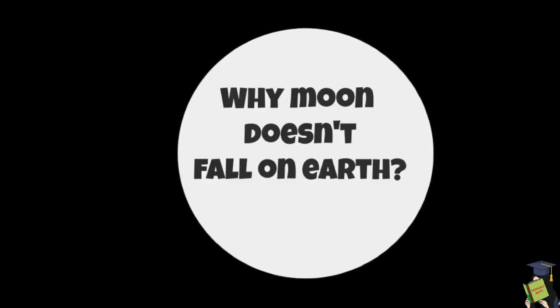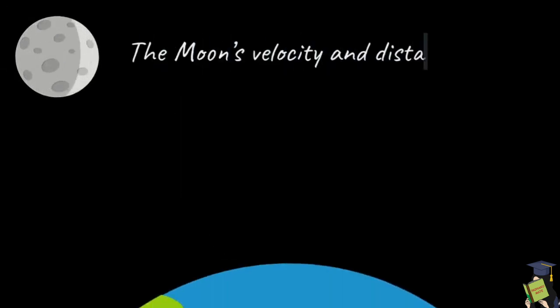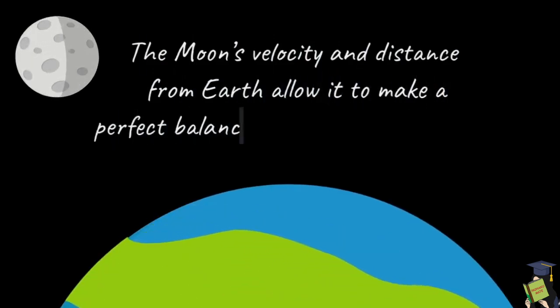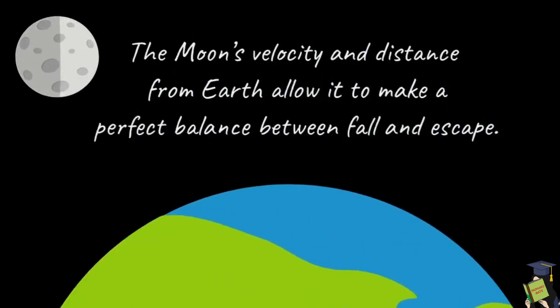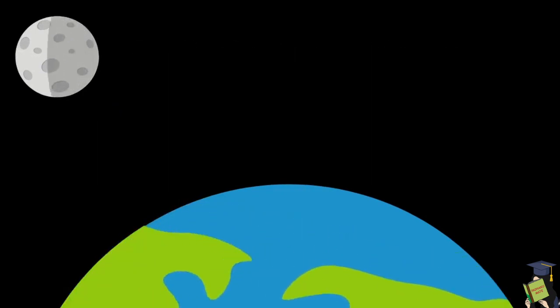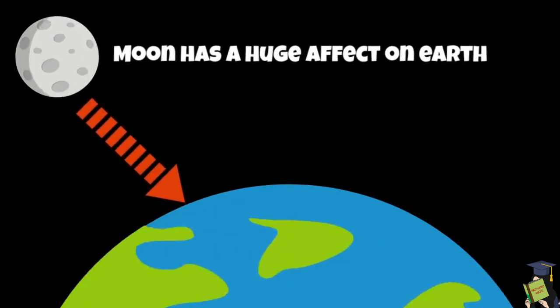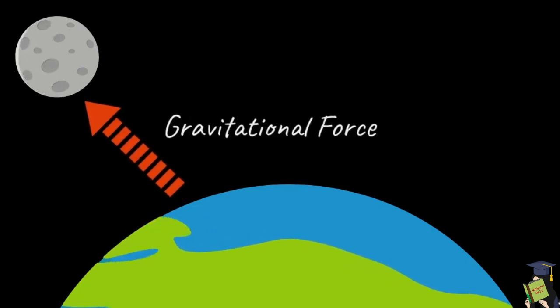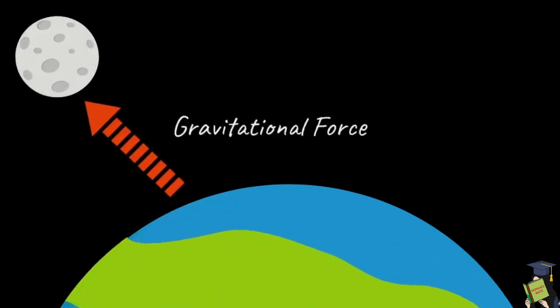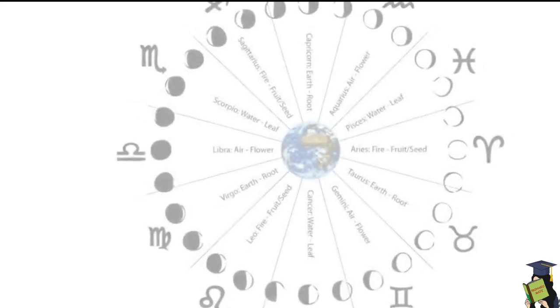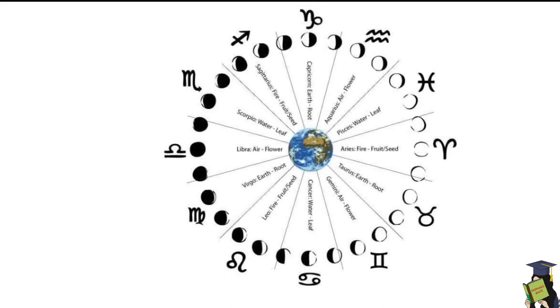But why doesn't the moon fall on Earth? The moon's velocity and distance from Earth allow it to make a perfect balance between fall and escape. The moon also has a huge effect on Earth. The moon's gravitational pull on the Earth is the main cause of the rise and fall of ocean tides. The position of the moon at the time of birth, also called moon sign, represents one's emotional inner world according to astrology.